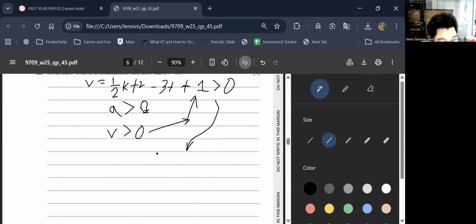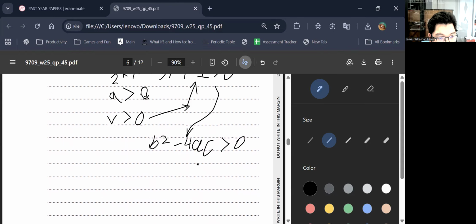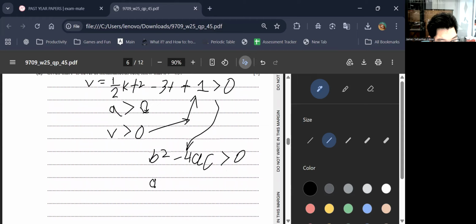Which means that essentially now we know that this is always greater than 0. How do we ensure that it is always greater than 0? To make the discriminant always positive. And so 9 minus 2k is always greater than 0.